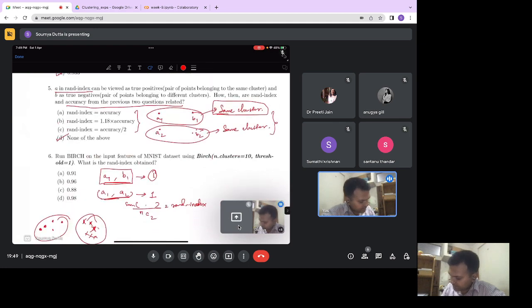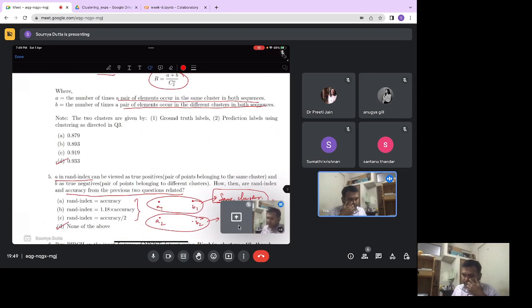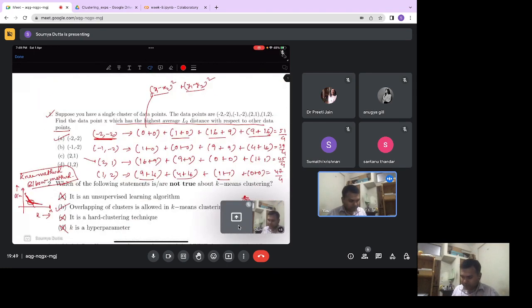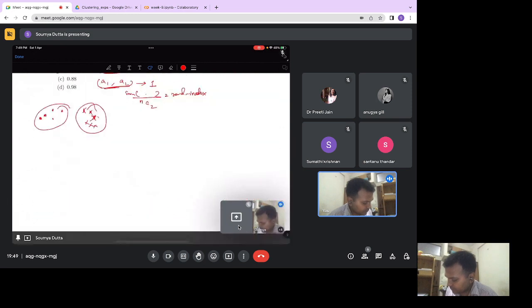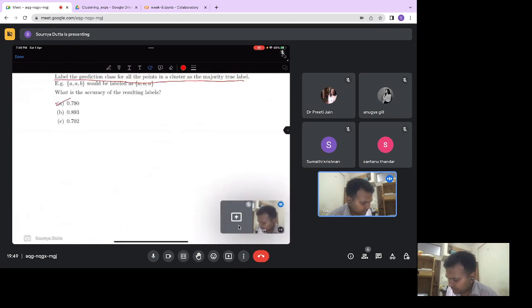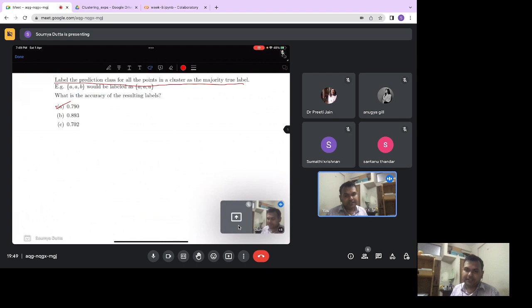Then run Birch again with n clusters and a threshold of 1. What is the RAND index obtained? That was 96. So we have done these 3 coding questions and gone through some very basic theoretical questions. I will give you one more question which is a bit intriguing. Before that, if you have any questions, you can ask me.